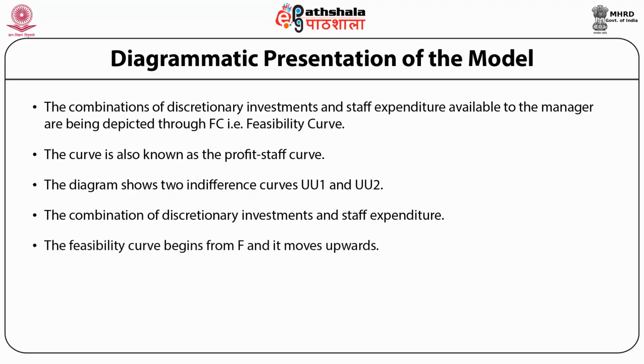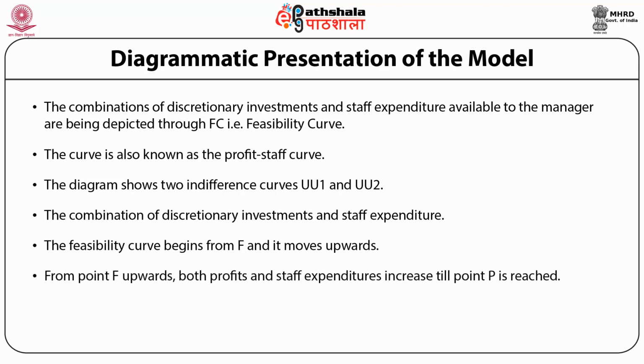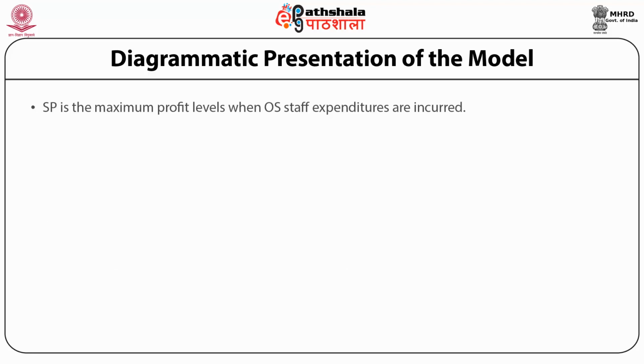The feasibility curve begins from F and it moves upwards. From point F upwards, both profits and staff expenditures increase till point P is reached. P is the profit maximization point for the organization. SP is the maximum profit level when OS, staff expenditures, are incurred.